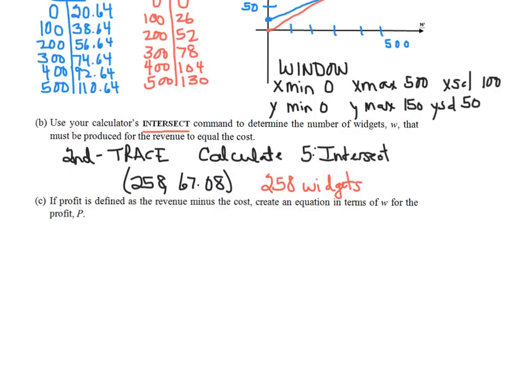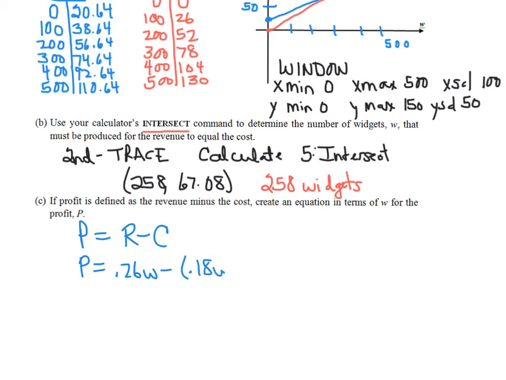Now in part C, we're going to combine these two functions by defining a new function called the profit. So the profit function is just going to be the revenue minus the cost. So taking our two equations, we're going to say the profit is equal to the revenue, 0.26W, minus the cost. Now, since the cost has more than one term, I'm going to enclose it in parentheses.